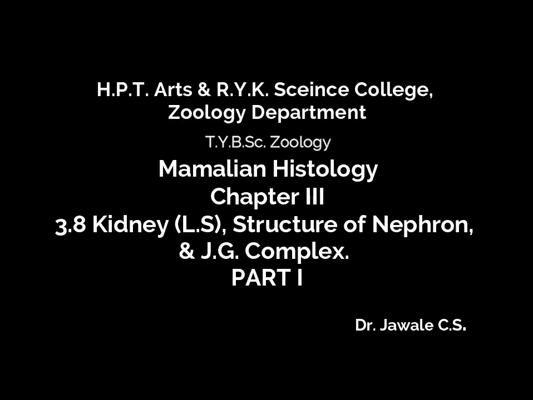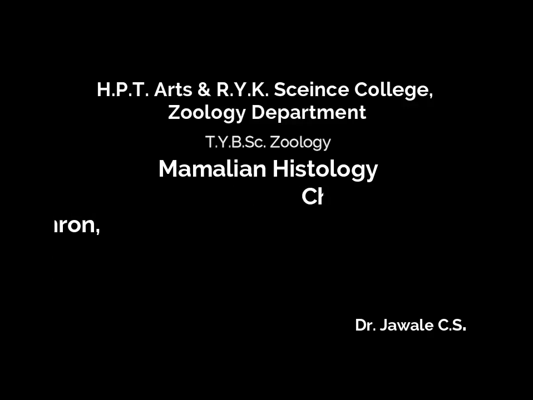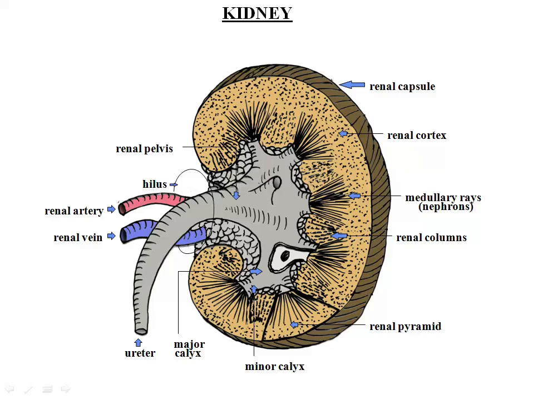This kidney is an organ with highly complex histological structure and very complex functions. But as per the syllabus, we will confine to structure of nephron and juxtaglomerular complex. Okay, a little bit of introduction of this mammalian kidney. It lies in the abdominal cavity and is covered by a sheet of connective tissue. There it is attached with the wall of the dorsal side of mesenteries.